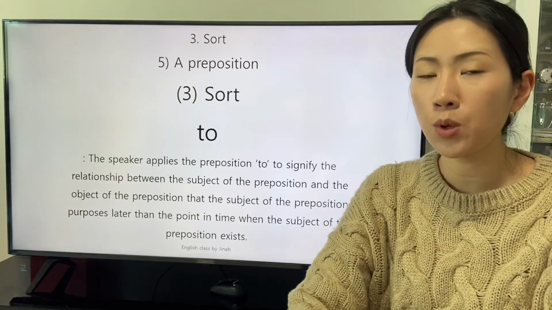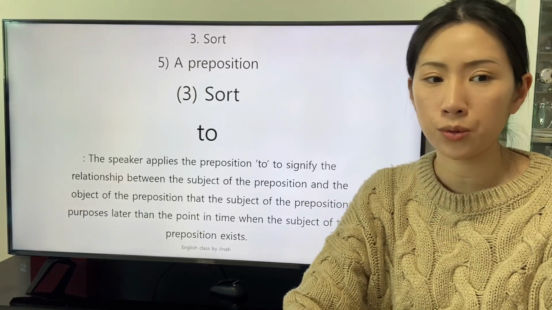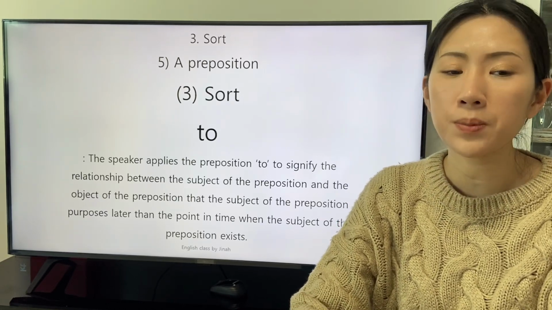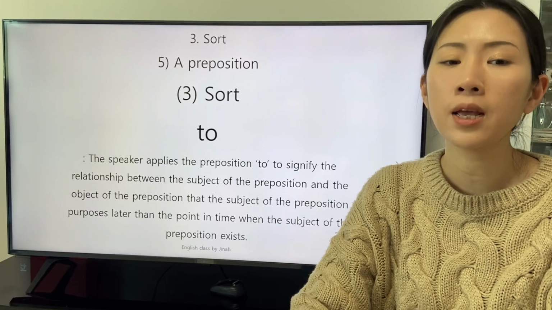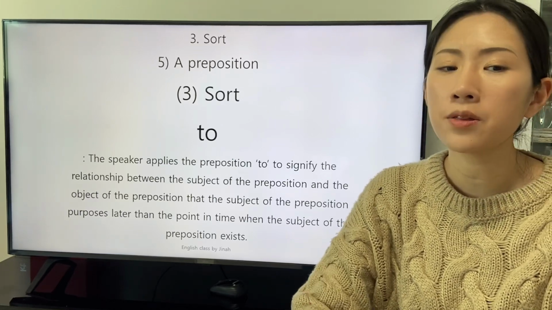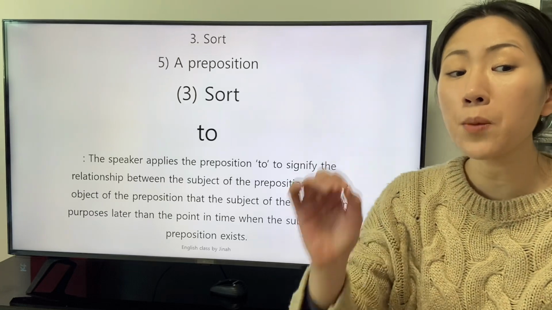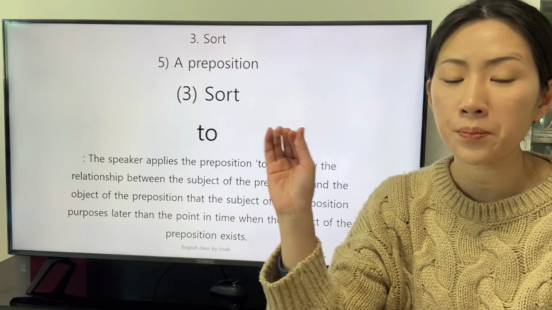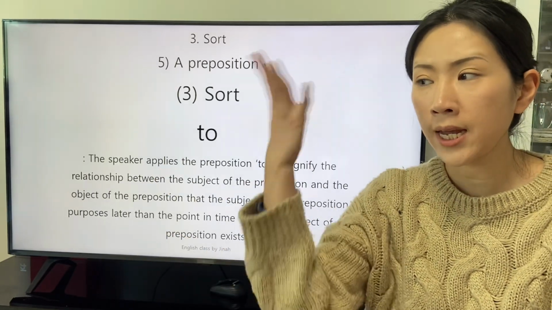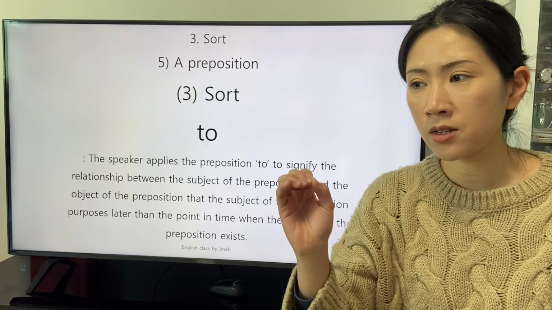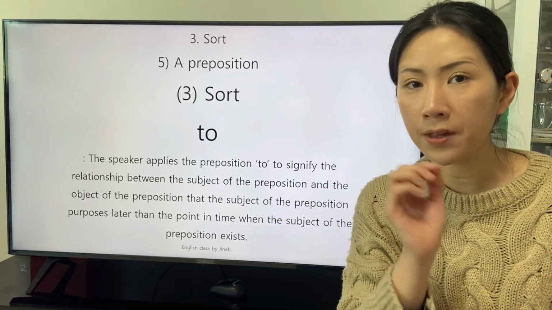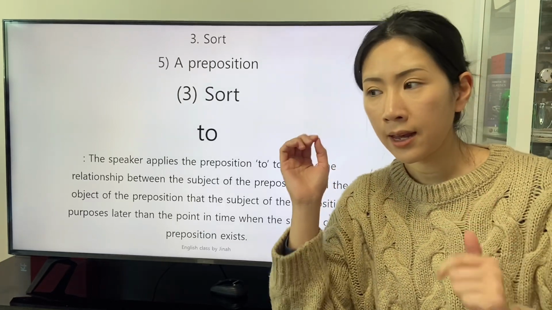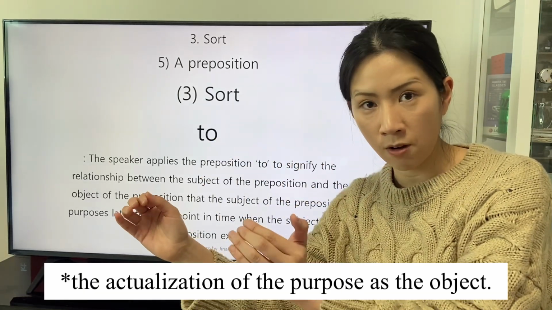The next preposition we will study is the preposition to. The speaker applies the preposition to signify the relationship between the subject of the preposition and the object of the preposition, that the subject of the preposition purposes later than the point in time when the subject of the preposition exists. So we can figure out that there is a gap of time between the existence of the subject and the object.